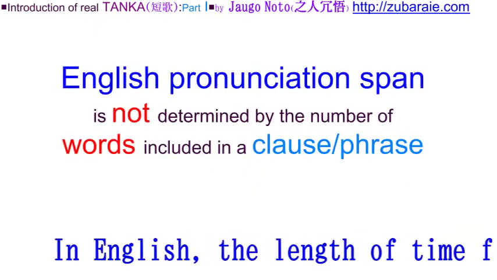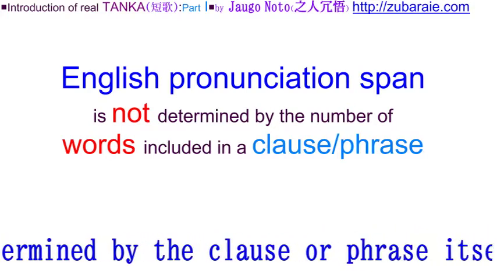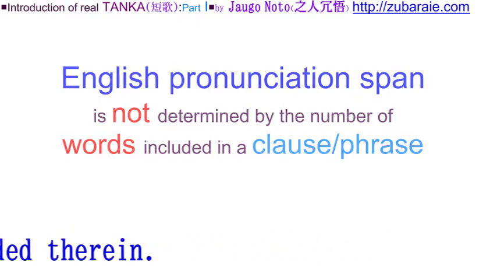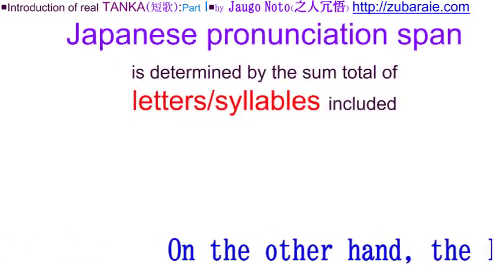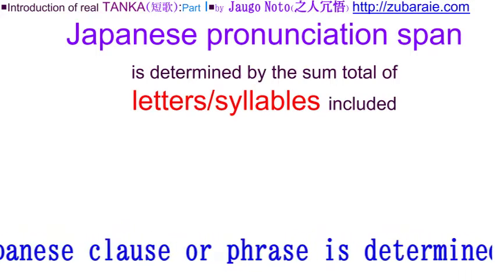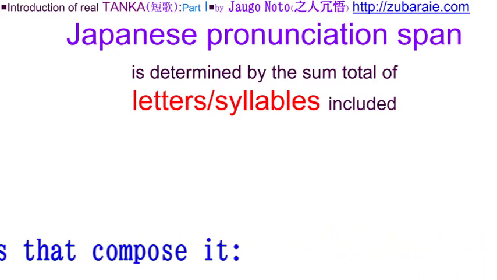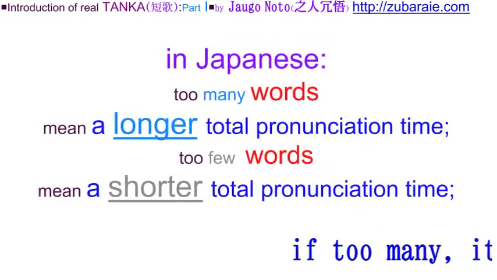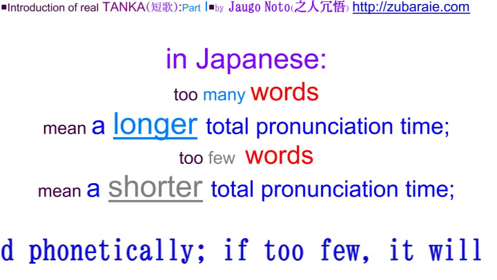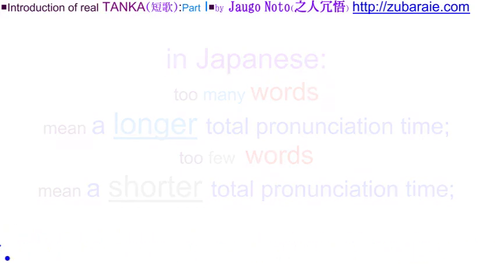In English, the length of time for pronouncing a clause or phrase is determined by the clause or phrase itself, not by the number of words included therein. On the other hand, the length of time for pronouncing a Japanese clause or phrase is determined by the number of letters and syllables that compose it. If too many, it will be accordingly prolonged phonetically. If too few, it will be felt to fall flat abruptly.